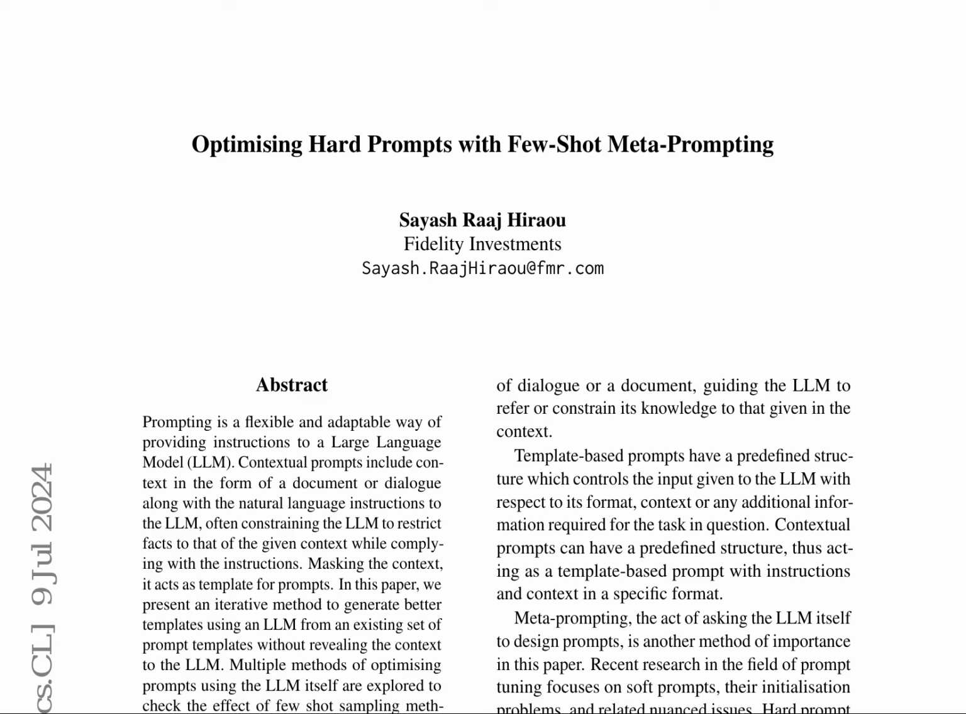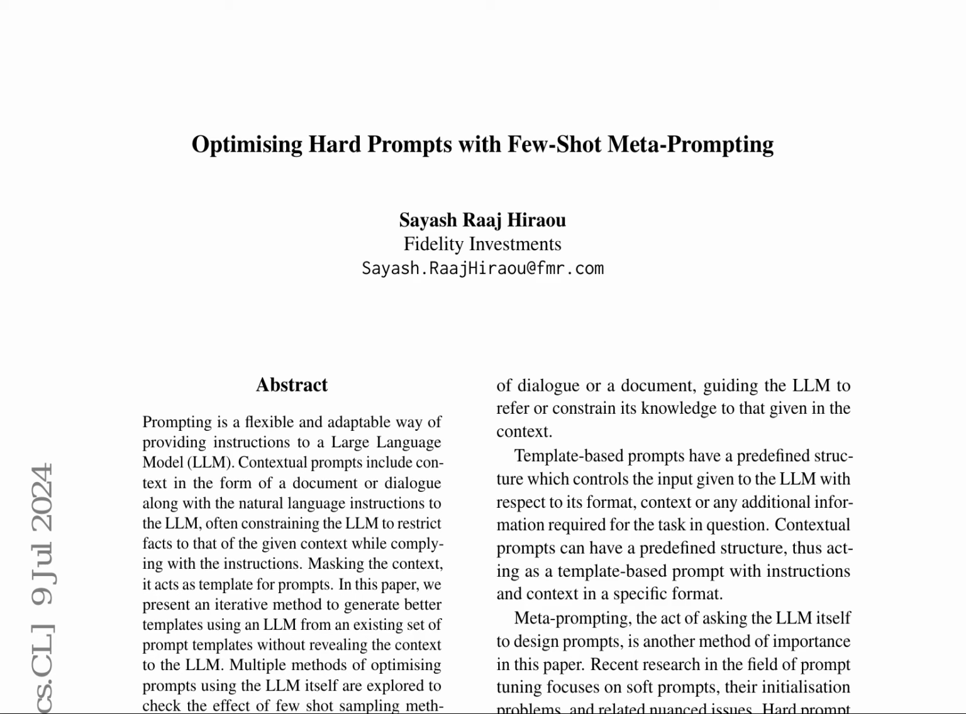This paper delves into optimizing hard prompts through few-shot metaprompting, leveraging large language models, LLMs, to generate better prompt templates without revealing the underlying context. The authors propose an iterative method to generate better templates using an LLM from an existing set of prompt templates, exploring multiple methods of optimizing prompts using the LLM itself, including the regeneration method.